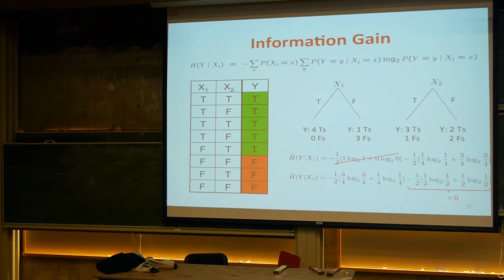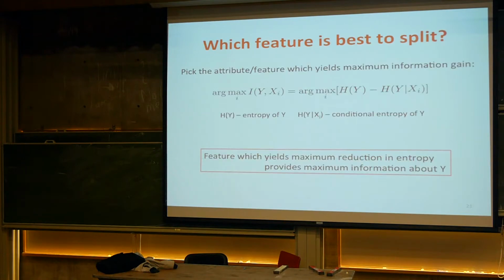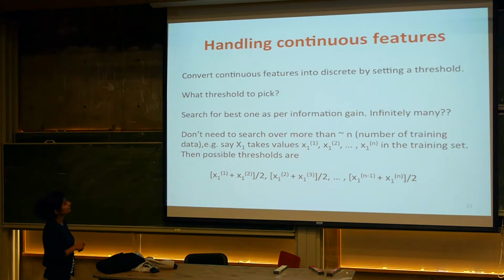All right, so yeah, we talked about this. So here, which feature is the best to split? So far we've been talking about the discrete feature setting. At least there, all you have to do is compute this. We pick the feature which maximizes the mutual information, but that's equivalent to just picking the feature which minimizes conditional entropy, and that's all you need to calculate, right?